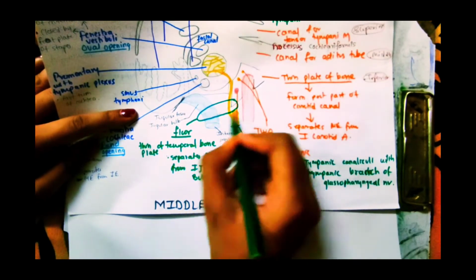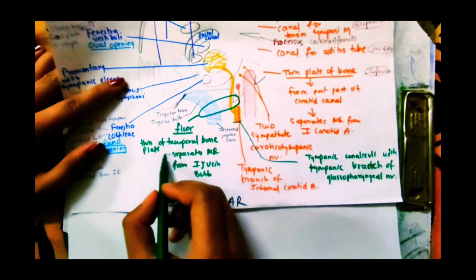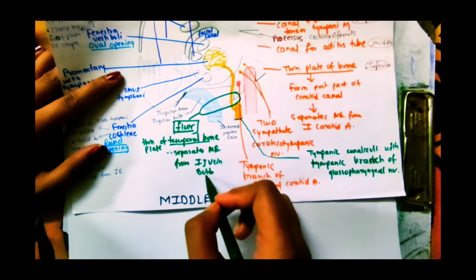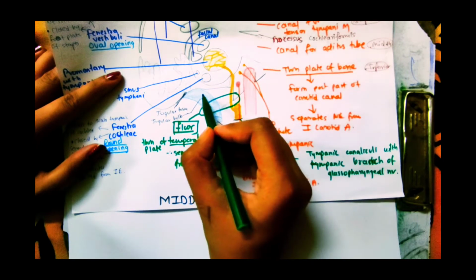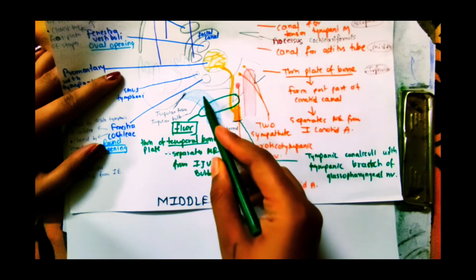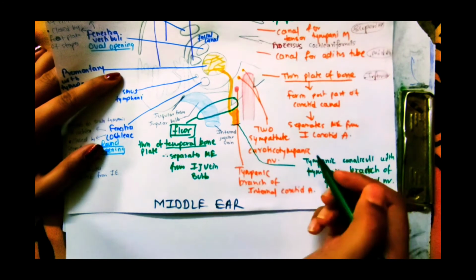Then comes to the floor. This is the floor. This is made from a thin plate of temporal bone, and it separates the middle ear from the internal jugular vein bulb. This is the jugular vein bulb, and it separates the middle ear from the jugular bulb of the internal jugular vein.